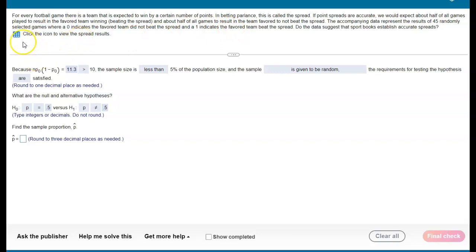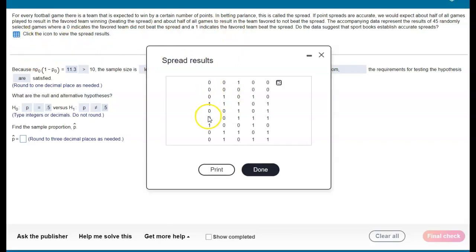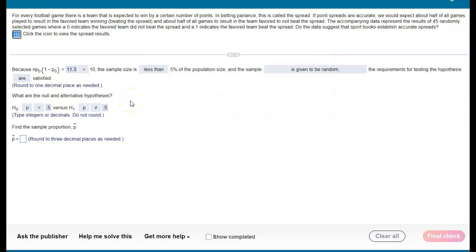If we take a look at this data set, it's a bunch of zeros and ones. Every 1 is considered a success, and every 0 is considered a failure. So this is a population proportion because we have a yes-no scenario. And so we're going to do a hypothesis test. You can see the student answered parts of this already. First we have to determine if we can use a normal distribution for this.